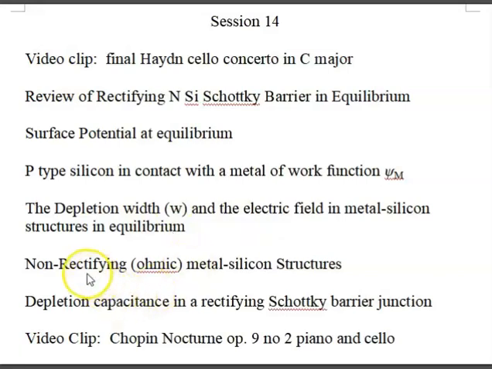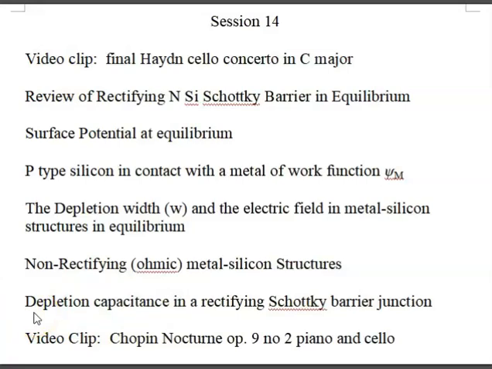Then we're going to talk about the opposite when we have non-rectifying junctions, where we don't have a depletion region. No depletion region, no electric field, no band bending, non-rectifying, or what we call ohmic. Now, we don't use this in practice to make ohmic contacts, but at least in theory it's interesting to understand what the issues are.